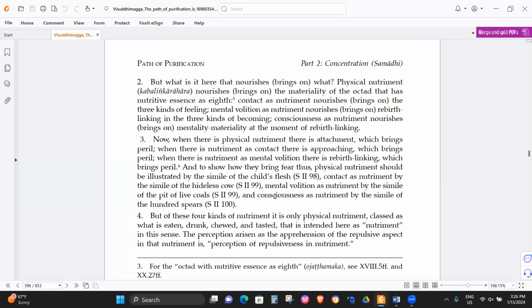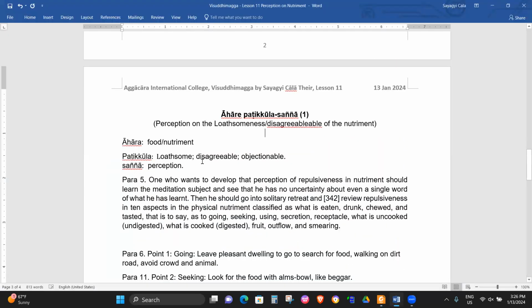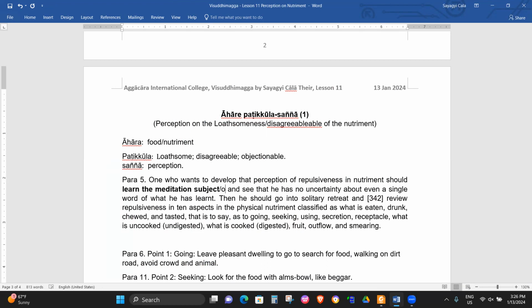So we start with number 3 or 4. I will copy whatever I think is important, so I go for paragraph 5. Now, if you want to develop this meditation, you should learn the meditation subject. The translation says subject, but it means object here also. Subject or object is the same.